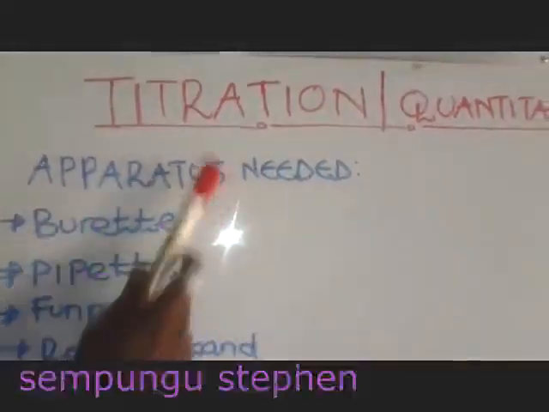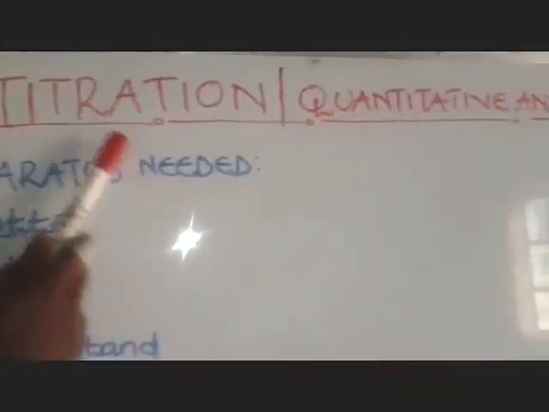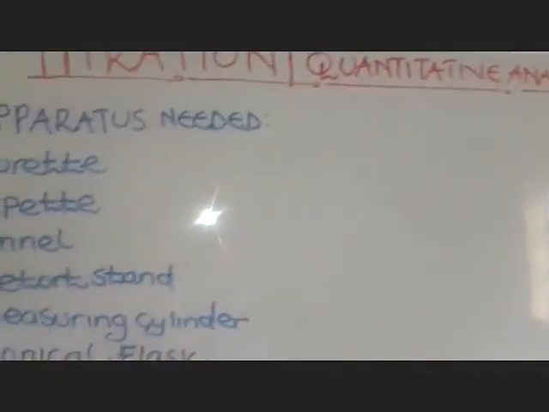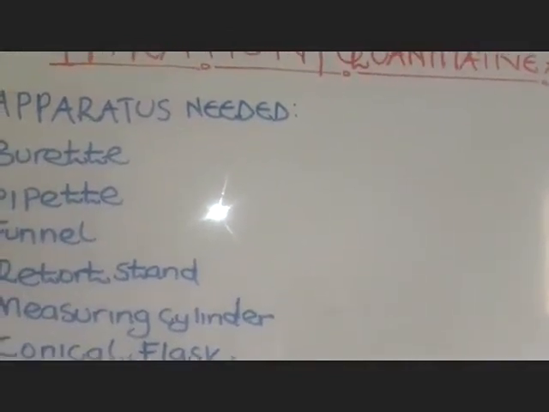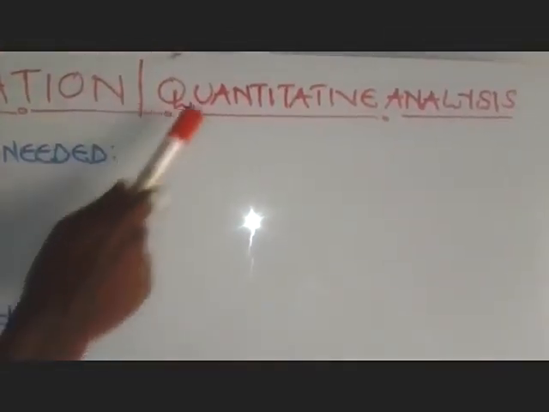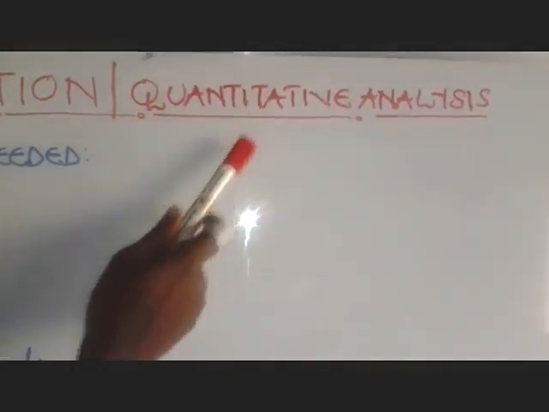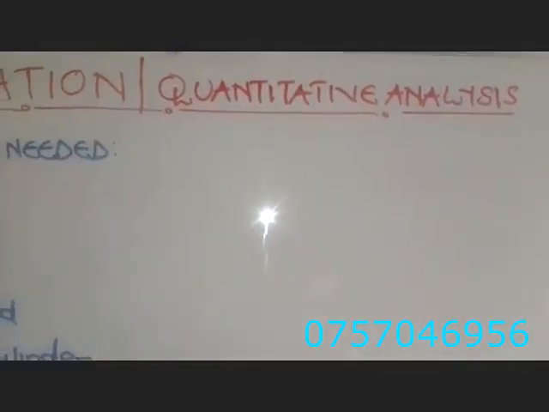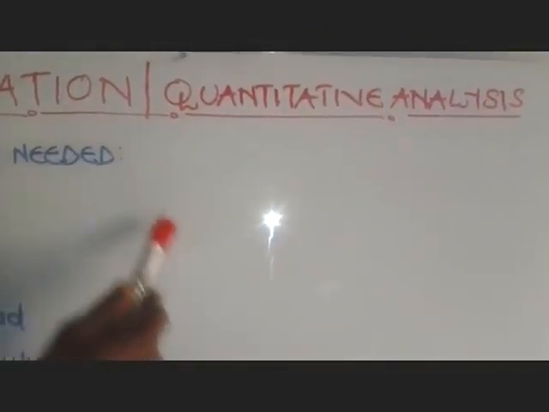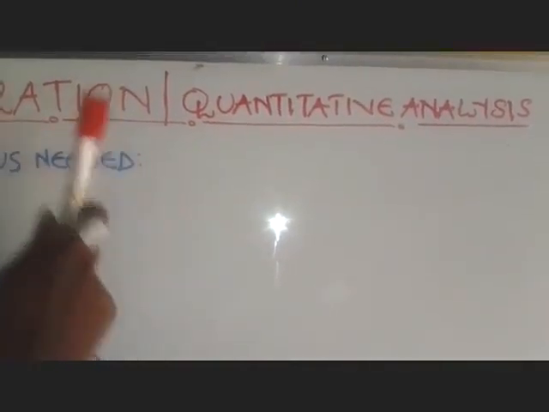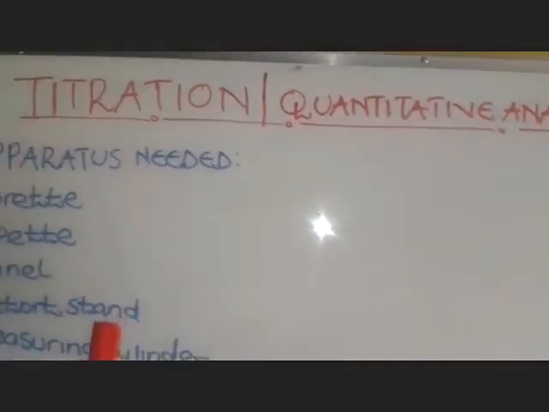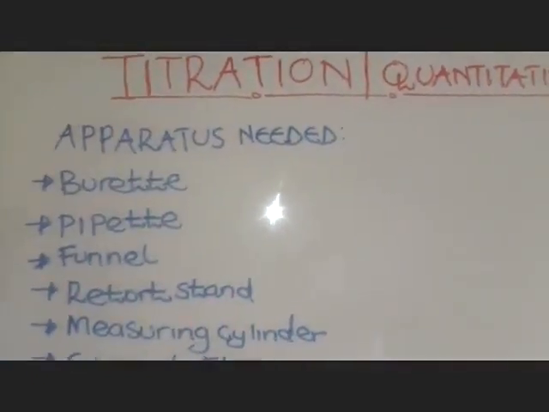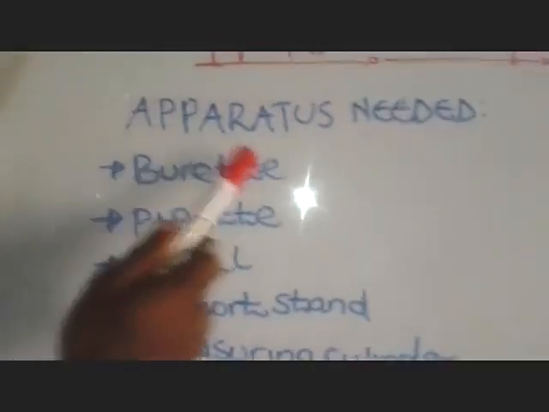Members, today in our chemistry we are going to focus a lot on what we are calling titration, which we can also call quantitative analysis. This quantitative analysis is mainly a technique, or a skill, of determining what we are calling molarity or concentration, by taking advantage of the neutralization between the acid and the base. So in this chemistry of titration, we always need the following apparatus.